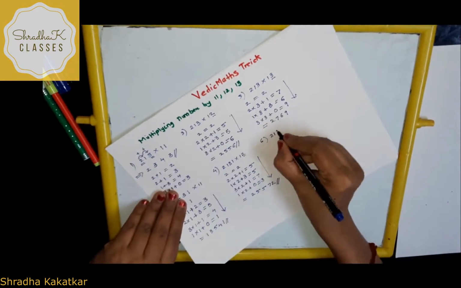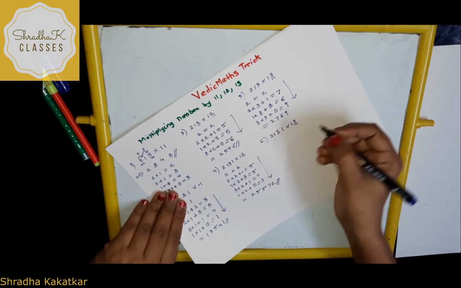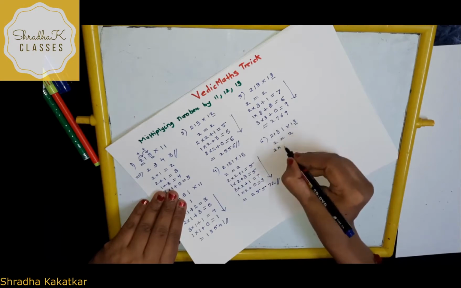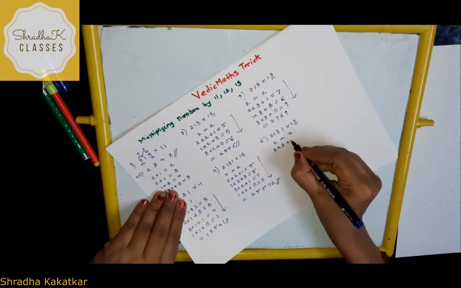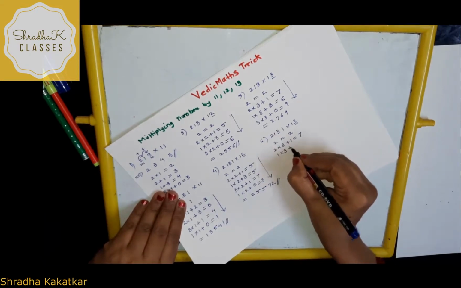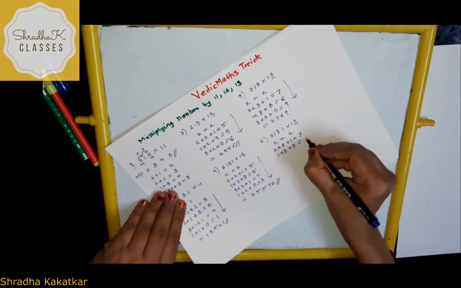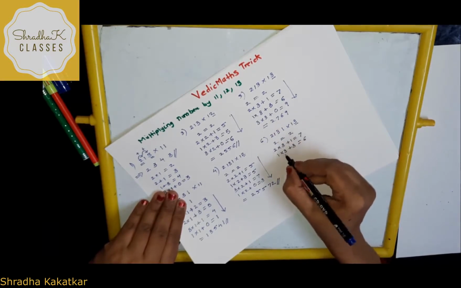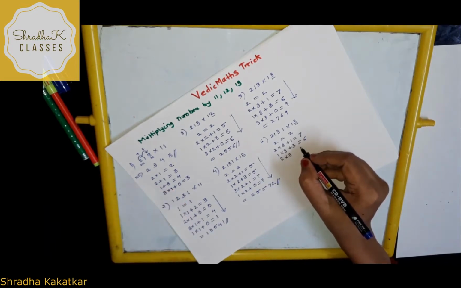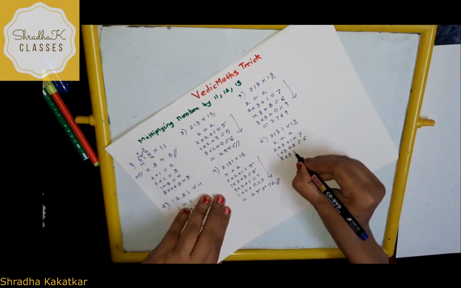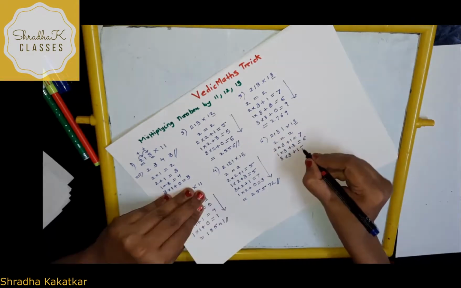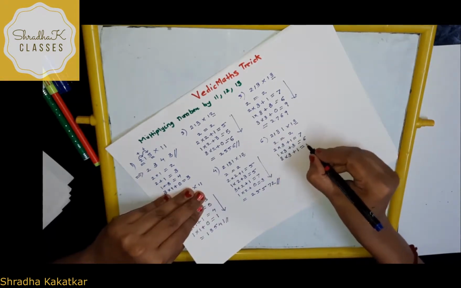Next take 2131 into 13. What will you do? Write the first digit as it is. Then next is 2 into 3 plus the next digit, 1, so 6 plus 1 is 7. Next 1 into 3 plus the next digit, 3, so 3 plus 3 is 6. Then 3 into 3 plus what is there here? 1. This is 3 into 3, 9 plus 1 is 10.